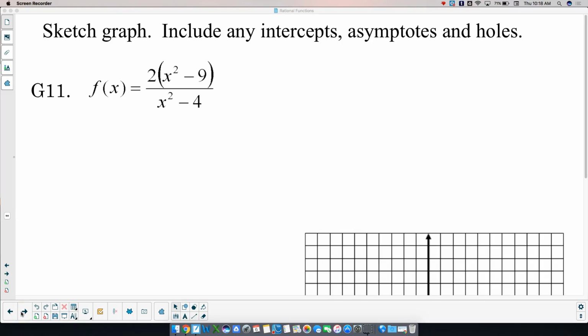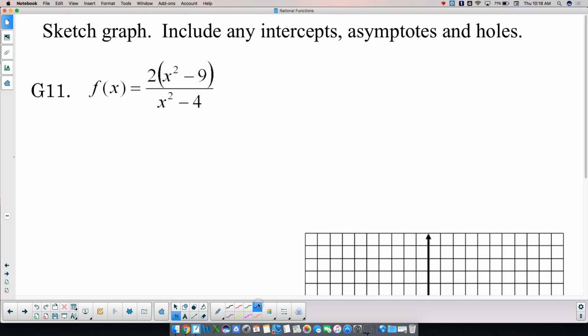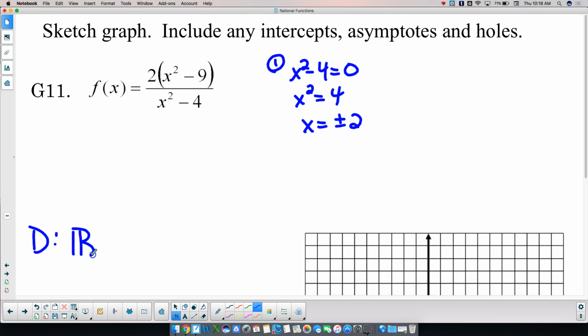All right, so first step is x squared minus 4 equals 0. X squared equals 4. X equals plus or minus 2. So the domain is all real numbers, but x cannot be positive or negative 2. Agree with that? Okay.